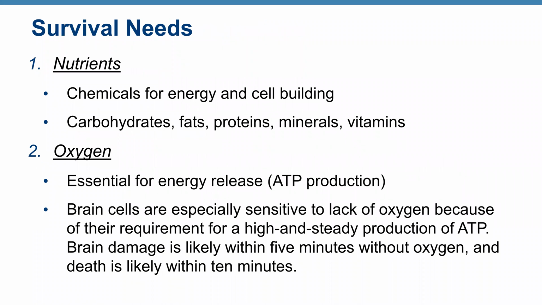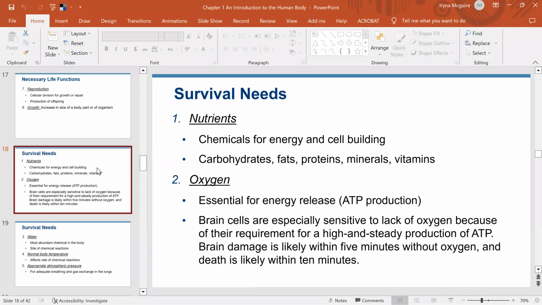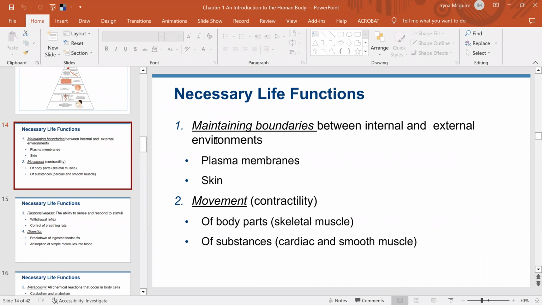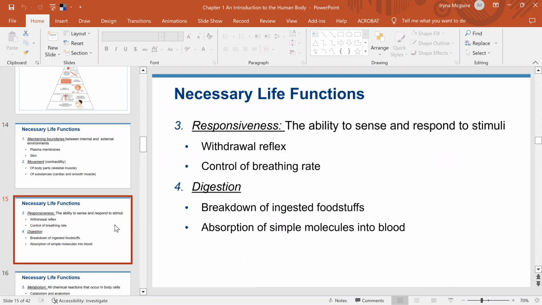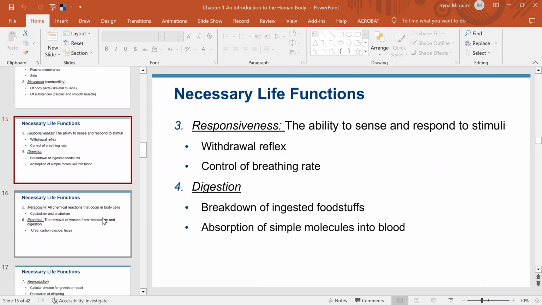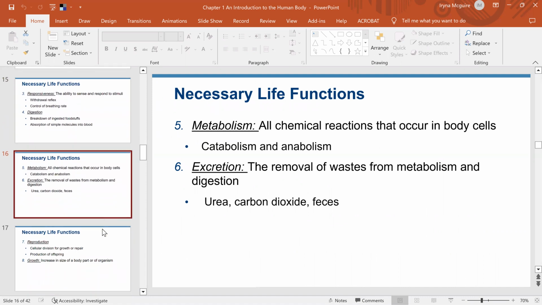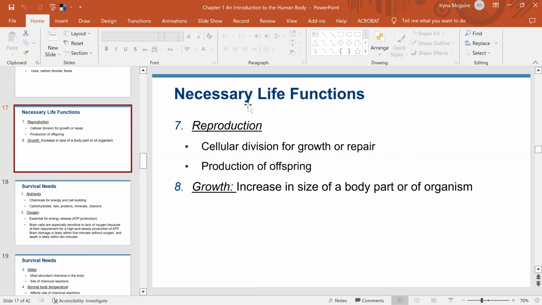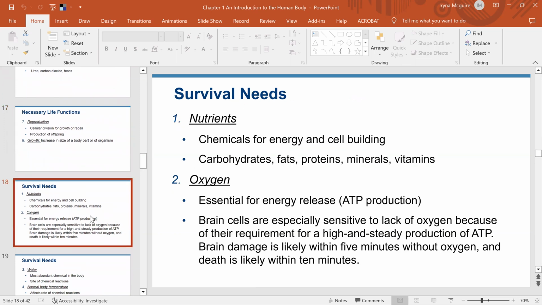Okay, now let's look at survival needs. So we know we need functions to survive. Let me just go back and show you very quickly all these functions necessary for life. So again, maintaining of boundaries, movement, responsiveness, digestion, metabolism, excretion, reproduction, and growth, right? So those are life functions. Now we have survival needs.